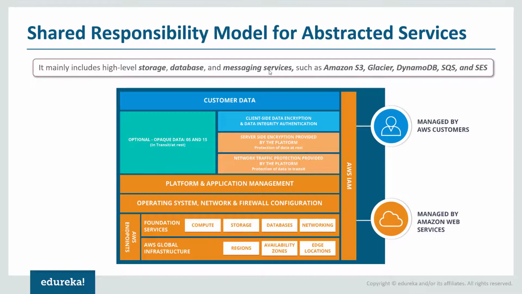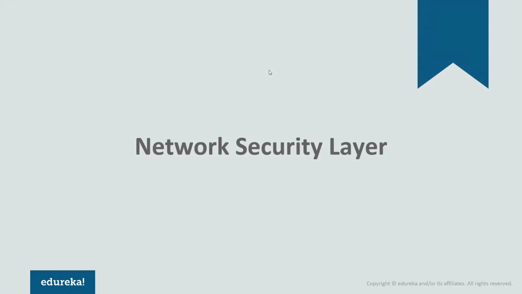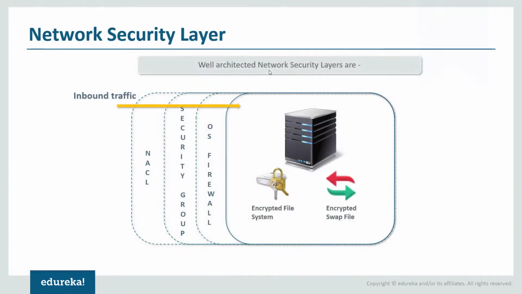Oh, this all is good. But how about network security aspects? What kind of network security aspects we have in AWS? Let us go ahead and understand how can we build a network security layer in AWS. You have different options that you need to consider when designing a well-architected framework. One is network access control list, security groups, operating system firewall, then file system encryption, or you can encrypt the swap. Now let us go ahead and understand one by one.